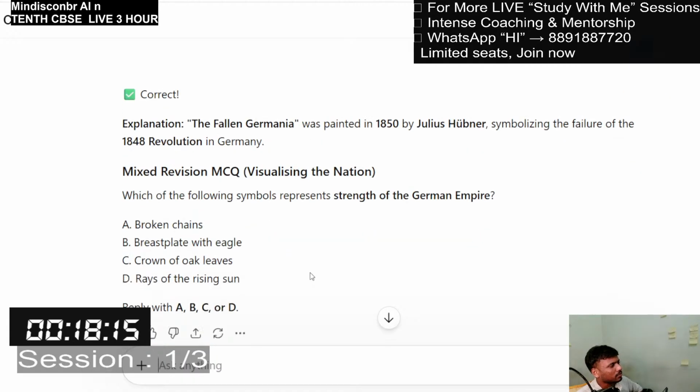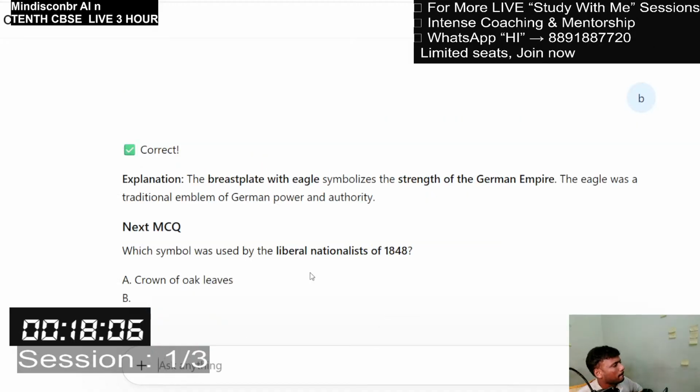Which of the following symbols represents the strength of the German Empire? Breastplate with eagle. The breastplate with the eagle symbolizes the strength of the German Empire. The eagle was a traditional emblem of German power and authority.